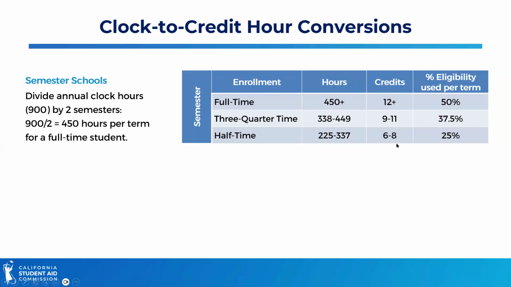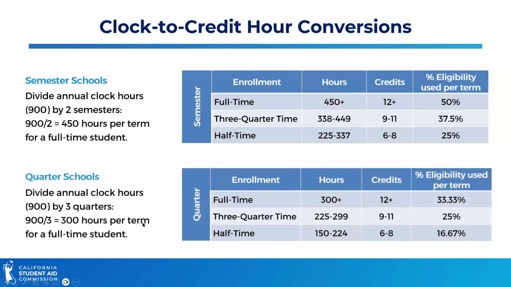And these would convert to credit hours, which would allow you to determine how much Cal Grant the student could receive for that term. Quarter schools, you're going to be dividing 900 by 3 quarters. So again, a full-time student would be taking the equivalent of 300 or more hours, and so on. So these are our suggested guidelines. Schools should follow their own policies, but this is what we recommend.